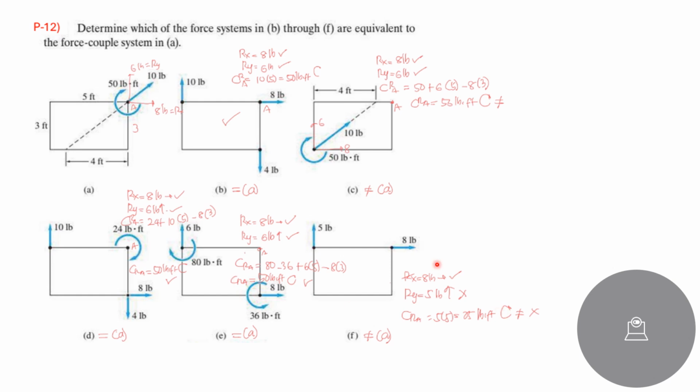Finally, at F, Rx check rightward, but Ry is 5. So it fails here, so it's useless to check the resultant couple because Ry fails already. So it means that F is not equal to A. But if you continue, 5 times 5 is only 25 pound-foot. It's also not equal to 50 pound-foot. So that's it for this problem.